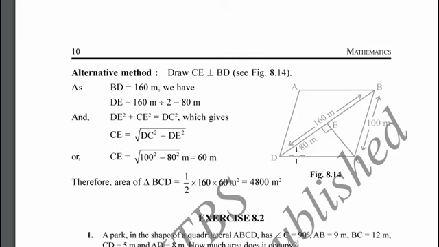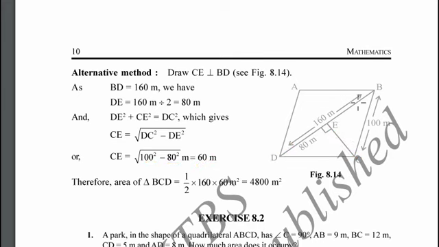We know that DE square plus CE square is equals to DC square. Here we are calculating the length of CE. So we will rearrange the terms. CE is equals to under square root of DC square minus DE square. We know the length of DC is equals to 100 meter. Length of DE is equals to 80 meter. After substituting this value and simplifying, we will get the length of CE is equals to 60 meter. So the perpendicular length is 60 meter.